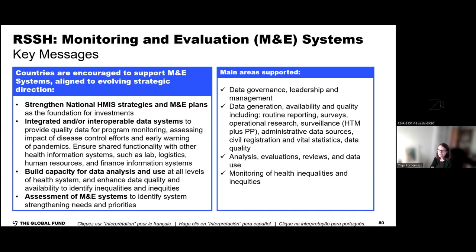We want to build capacity for data analysis and use at all levels of the health system. And we want to ensure that you are continuing to assess your M&E systems to identify system strengthening needs and priorities. And again, you can see on the right some of the main areas that are supported under the M&E systems. Next slide.